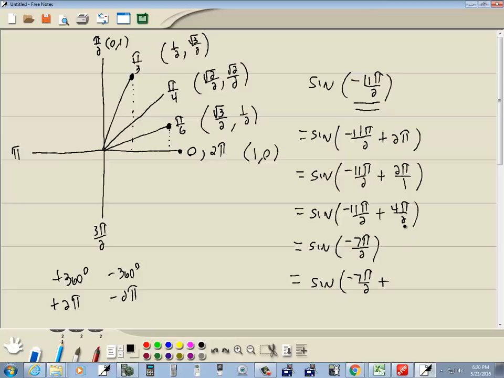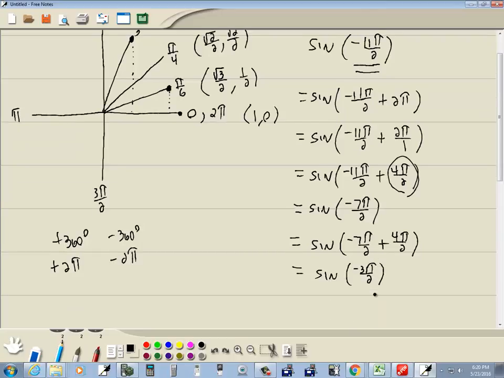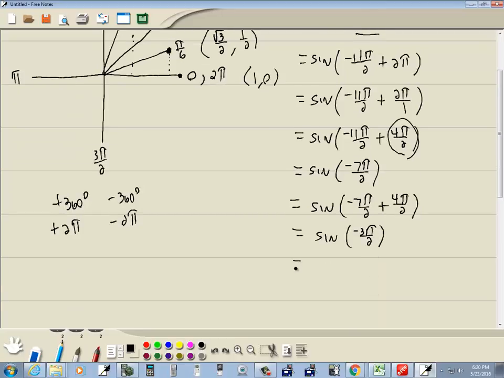Now, when I add 2 pi, that's the same as adding 4 pi over 2. So I don't have to show all the work. I can just simply add 4 pi over 2 again. And that gives us sine of negative 3 pi over 2. Still not there. So then we'll add another 2 pi. And again, that's the same as 4 pi over 2. So they already have the same denominator. Negative 3 pi plus 4 pi gives us 1 pi or just pi over 2. So this is now in the unit circle, and that's our goal.